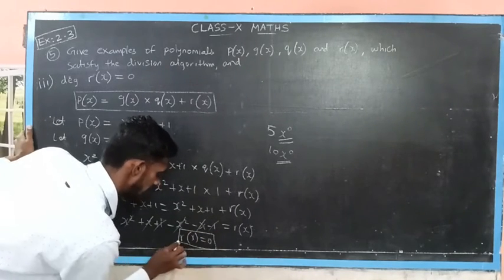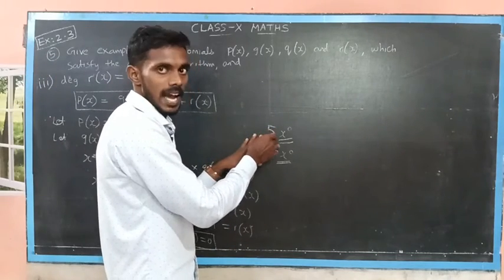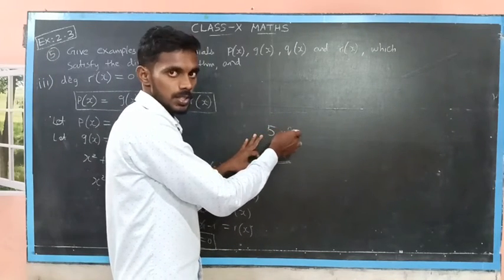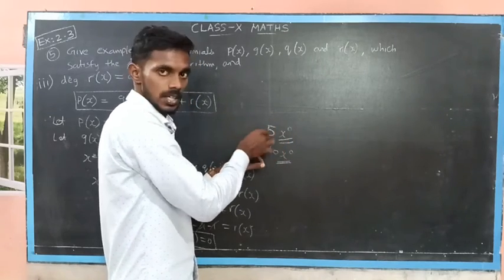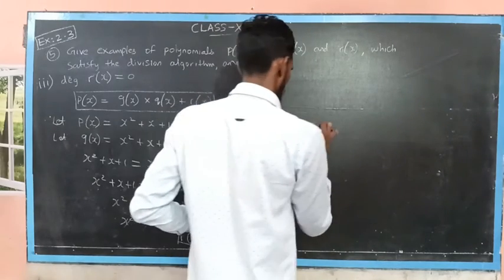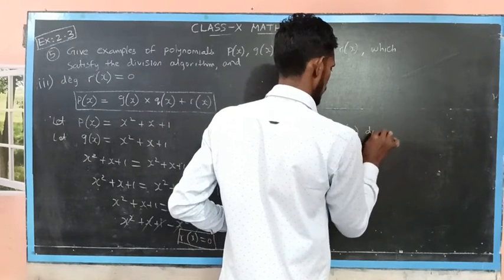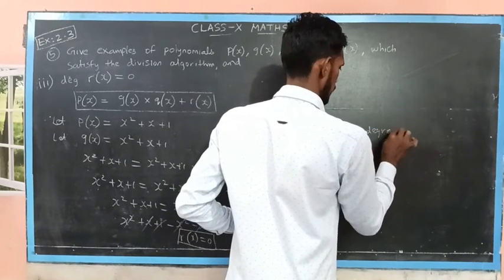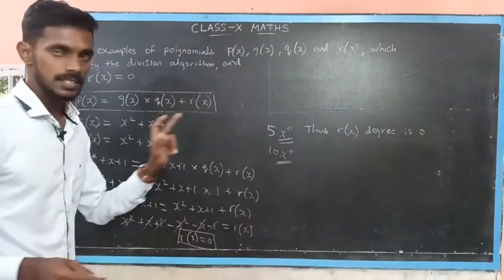So the remainder is getting a constant value. So a constant value will always have the variable's power as 0. Okay. So which means that the degree of the constant term is always 0. Thus R of x degree is 0. Okay. Now the given condition is satisfied.